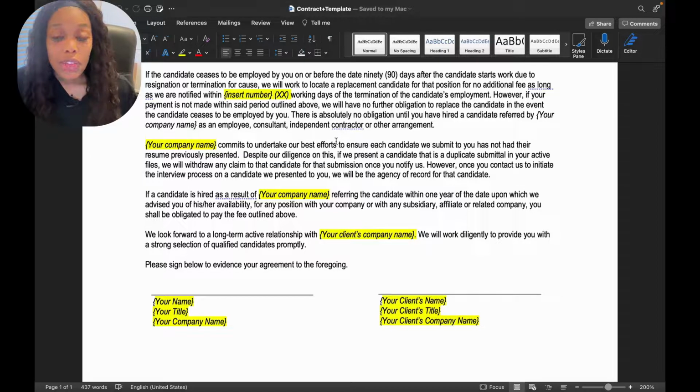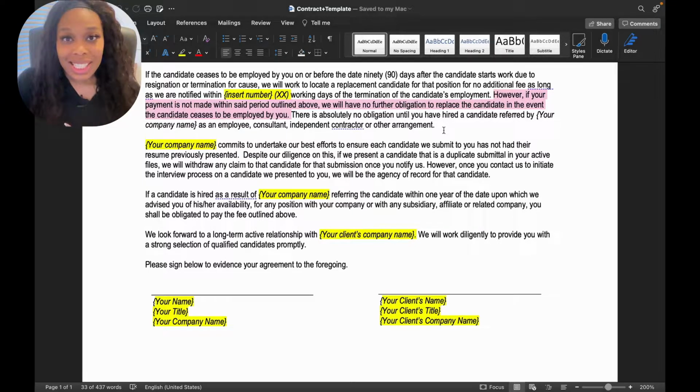replace a candidate. So let's say that this particular candidate, who would then be their employee, decides to leave the company on their 92nd day. Well, this is actually outside of the guarantee period that you have established in this contract. So if they leave on the 92nd day, you are not required to replace that candidate for free. At that point, if they want to continue to leverage you in order to replace the candidate, they would have to pay you an additional 15%.